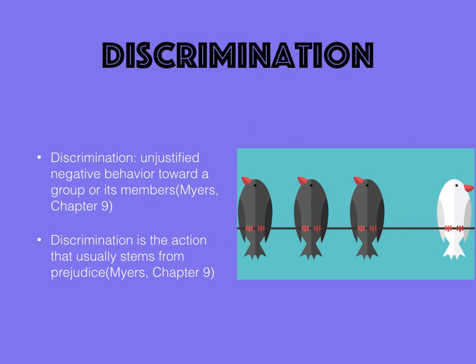Discrimination. Discrimination is unjustified negative behavior towards a group or its members. Discrimination is the action that usually stems from prejudice. So prejudice starts with the belief and stems into discrimination because you're acting off of the prejudiced belief.